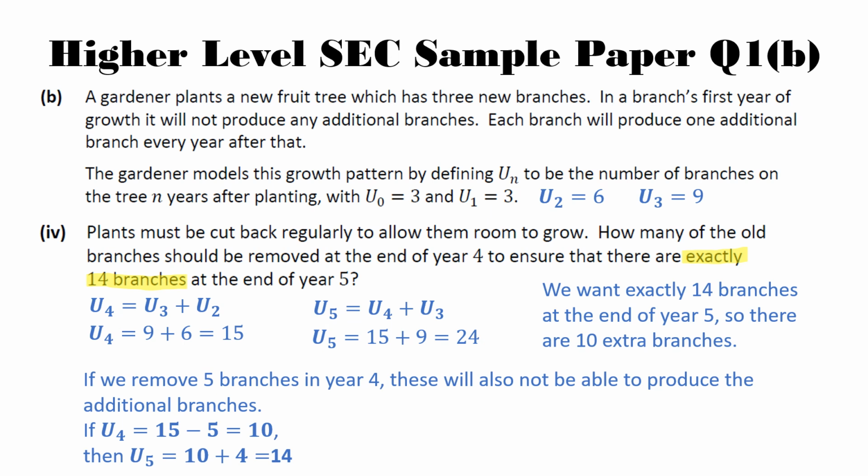Now, the reason we were adding 9 is because there were 9 older branches. I'm looking at this 9 here. There were 9 older branches the year before, but because we cut back 5 mature ones, there's only going to be 4 left. So only 4 older branches are left to produce those additional branches. That gives us our plus 4, and that gives us our 14. So the final answer is we remove 5 branches.